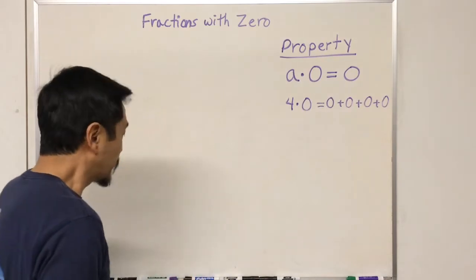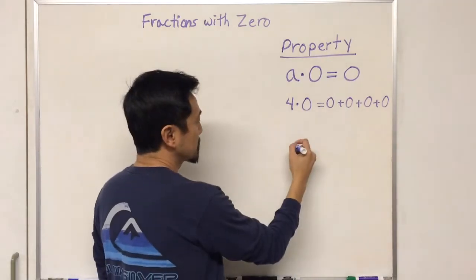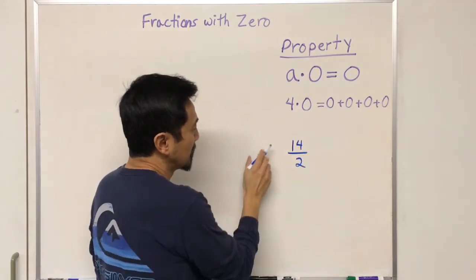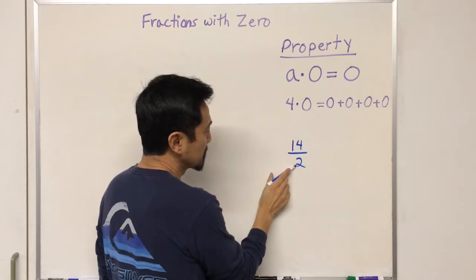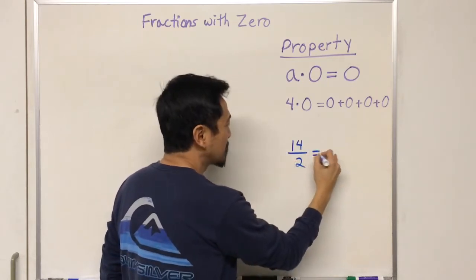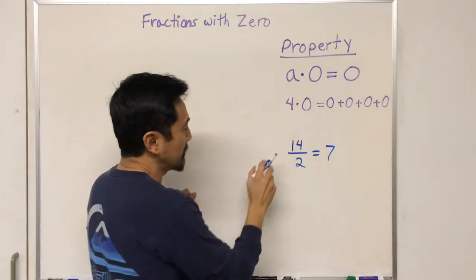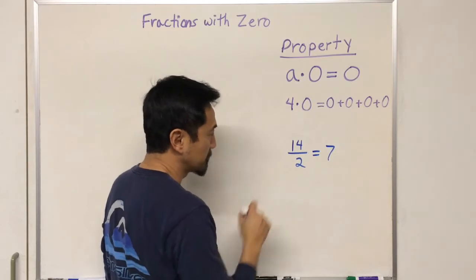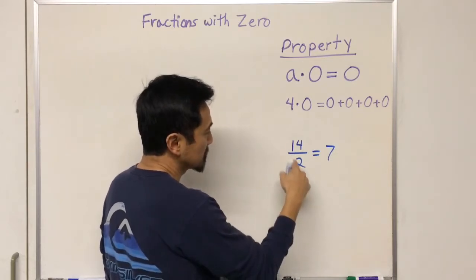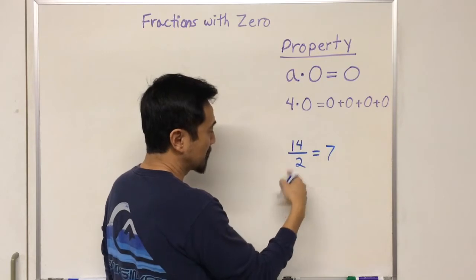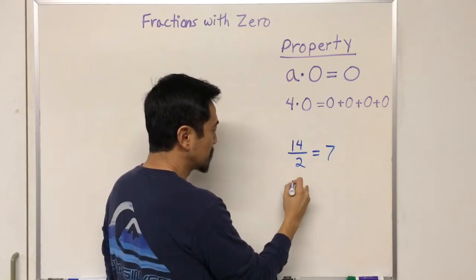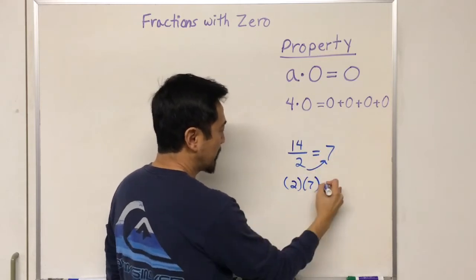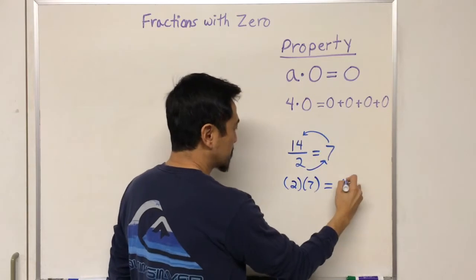Okay? Another thing that I want to say is that if I had a division problem, I've got 14 divided by 2, that would equal 7. Okay? Now, every division problem can be rewritten as an equivalent multiplication problem. So this statement here could be rewritten as the denominator 2 times this 7, and then that would equal the numerator of 14. Okay?